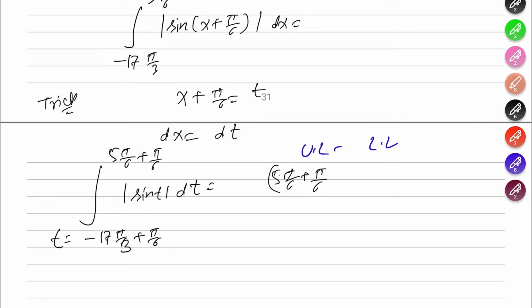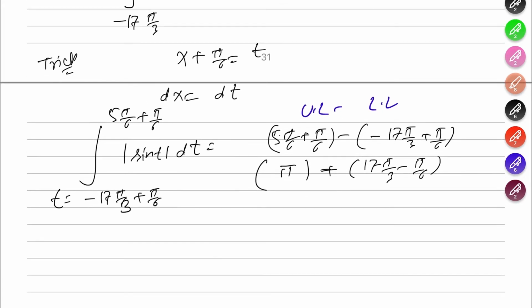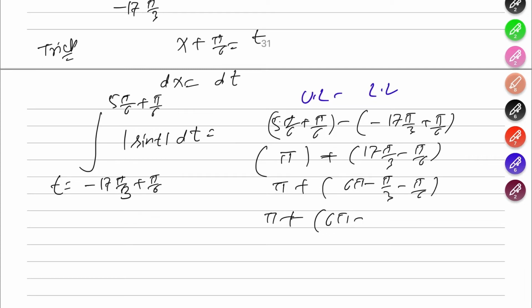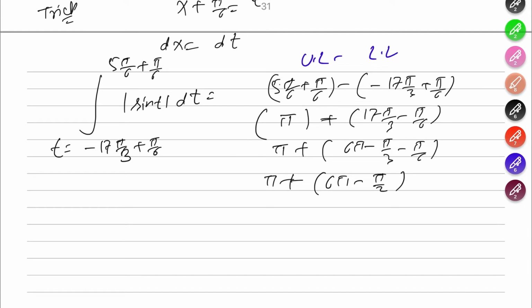So the upper limit is 5 pi by 6 plus pi by 6 minus the lower limit, minus 17 pi by 3 plus pi by 6. So this is 5 pi by 6 plus pi by 6, that becomes pi, very easy, and this minus minus we can take plus, so that becomes 17 pi by 3 minus pi by 6, so that becomes pi plus 6 pi minus pi by 2.